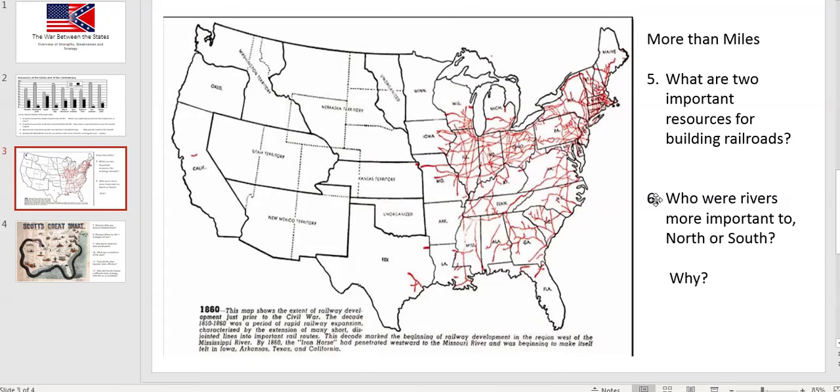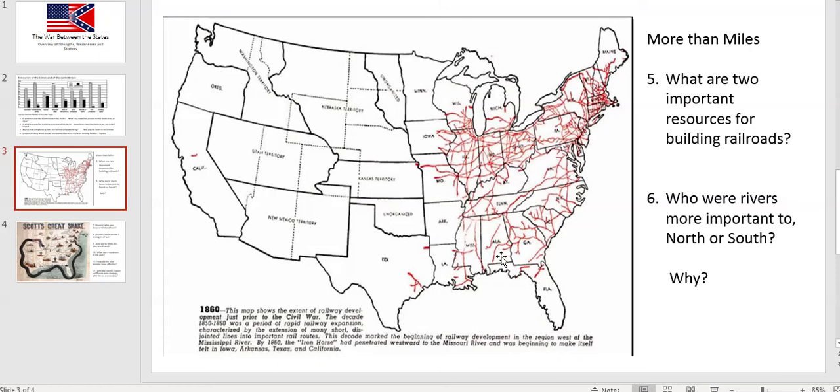Who were rivers more important to, North or South? Well, the North had iron, rivers, railroads. The South had far fewer railroads, and therefore its rivers, especially the Mississippi, were way more important. You can see that this is a key river, the Mississippi, and rivers, for example, in Alabama that led down to Apalachicola were also very important.